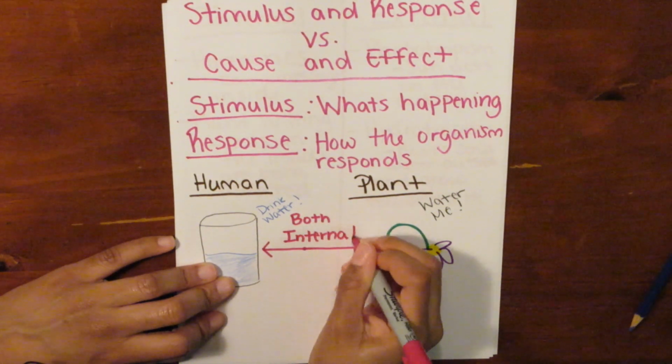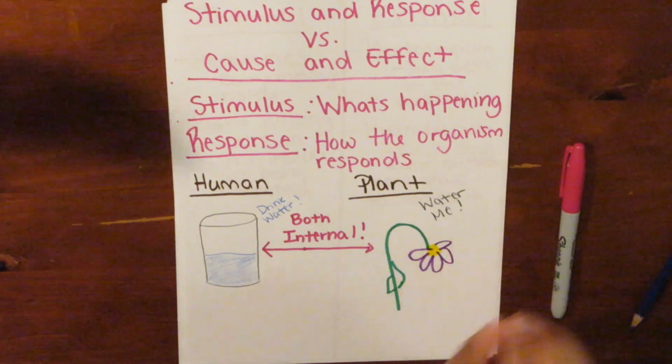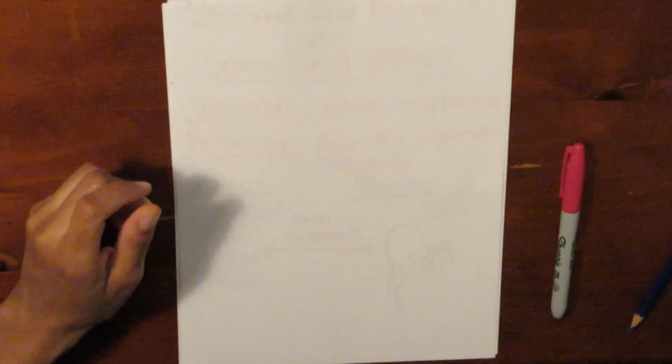And then another connection that I want you guys to make is that these are both internal responses. Both of these are internal responses. So somebody feeling thirsty and the plant cells recognizing that they don't have enough water.